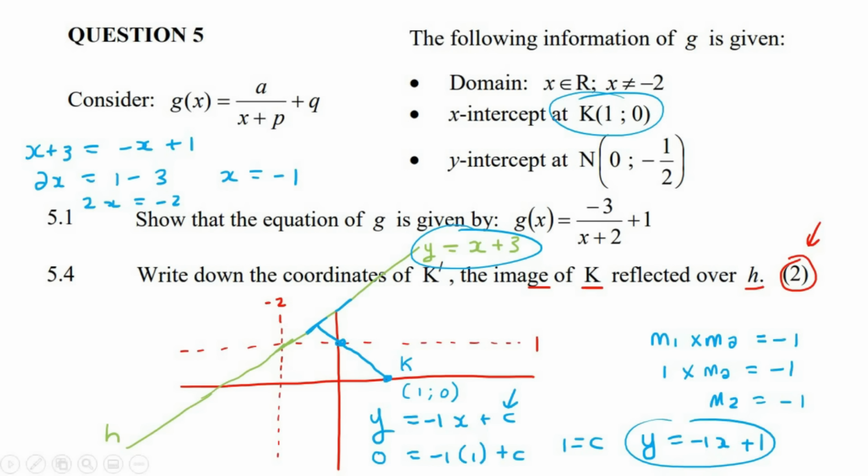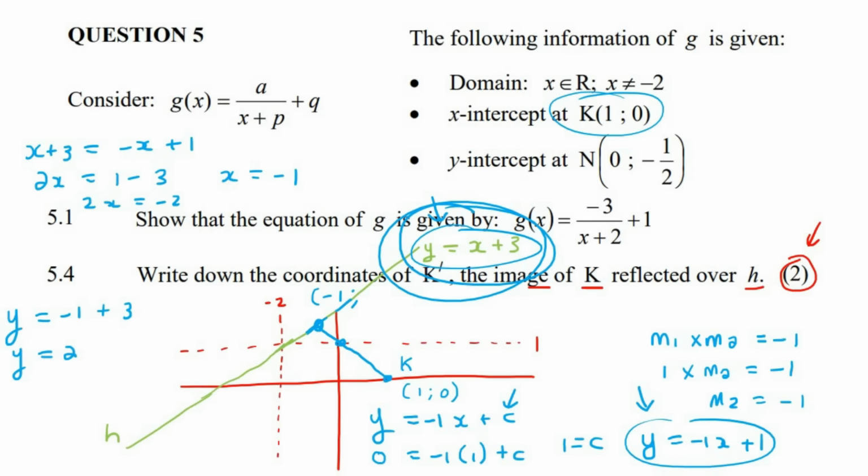So at this point here, the x value is -1. To find the y value, you can just plug that x value into either this equation or this equation. It does not make a difference. I'm going to plug it into this one over here. So x is -1 plus 3, and so y is 2. So we now know that this point over here is -1 and 2.